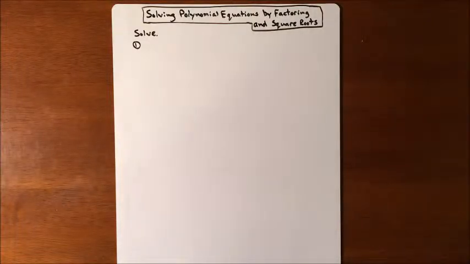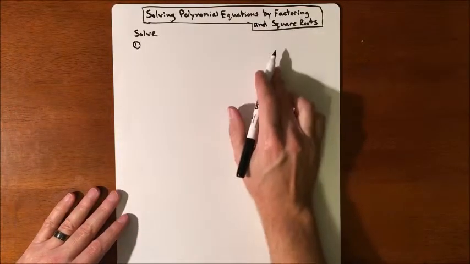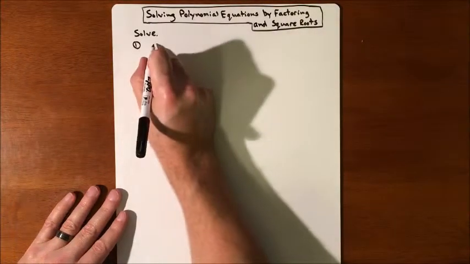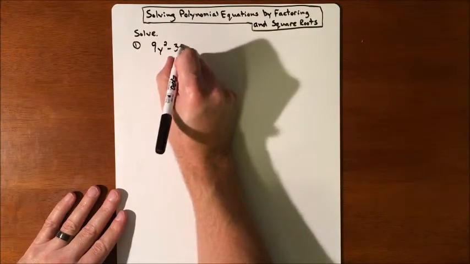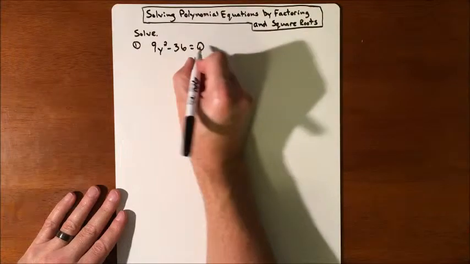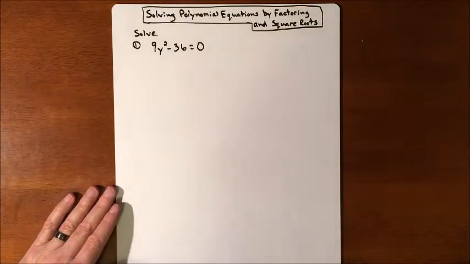In this lesson, we're going to be solving polynomial equations by factoring and using square roots. So it depends on the situation which of these we're going to end up using. So the first one is 9y squared minus 36 equals 0.